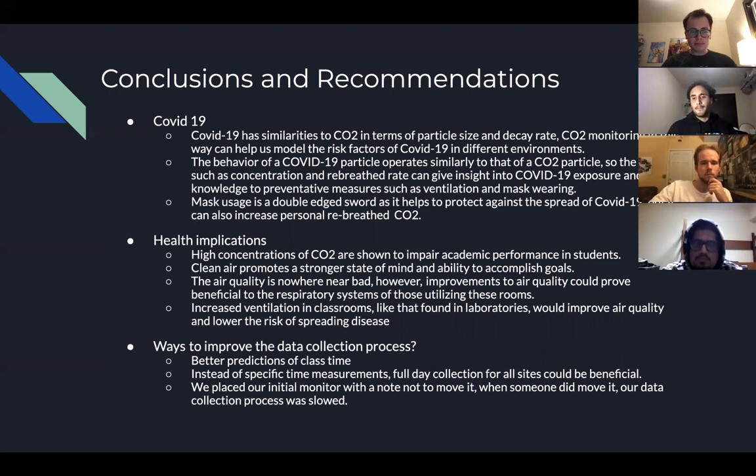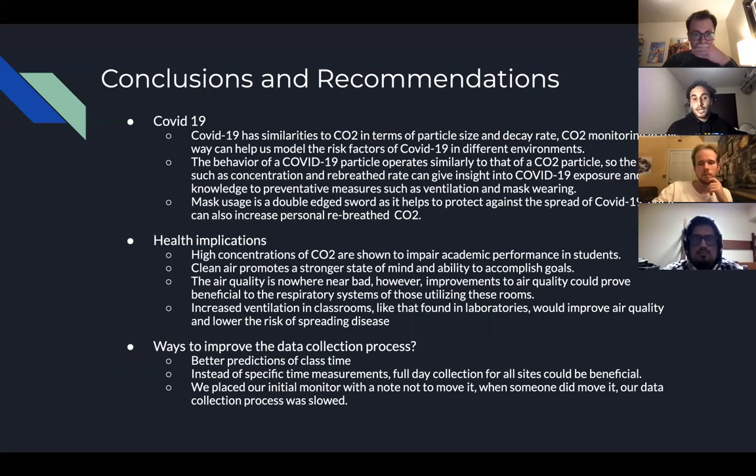It should be noted that mask usage can also be a double-edged sword of sorts. It helps to protect against the spread of COVID-19, but it can also increase personal rebreathed CO2 as you rebreathe that CO2 that you directly pump out right into the mask. It was found in a study by the University of California, Berkeley, that increased consumption or inhalation of CO2 decreases student performance at a high rate.